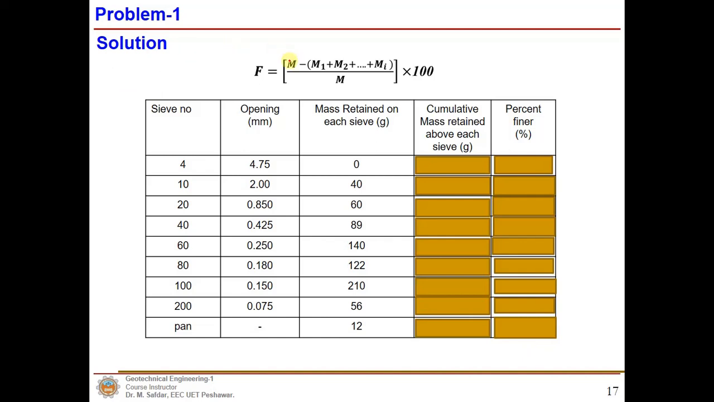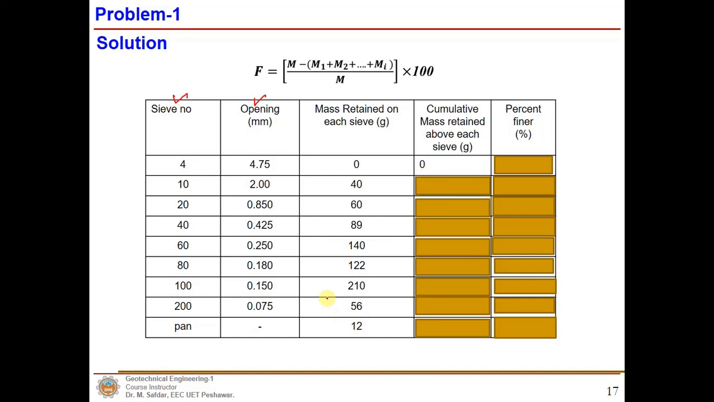Here is the equation: total mass, if you subtract the mass of soil retained on each sieve and divide it by total mass, and multiply it by 100, then you will get the percent finer. So starting with the sieve number, the opening, we can write it down from that table, and mass retained is 0, 40, 60, 89, 140, 122, 210, 56 and 12 grams passed from sieve number 200.